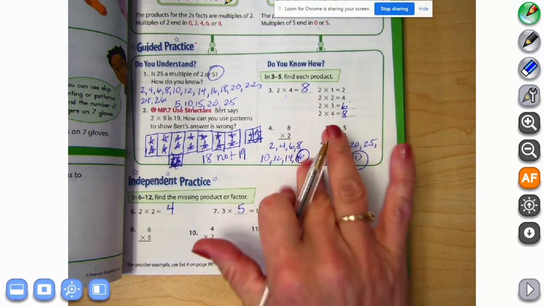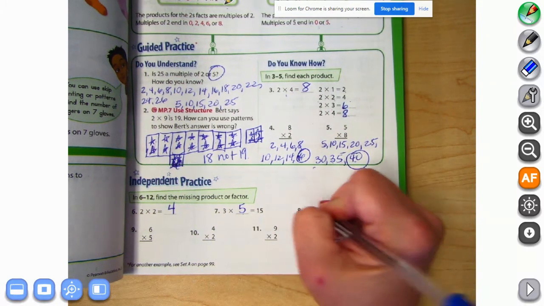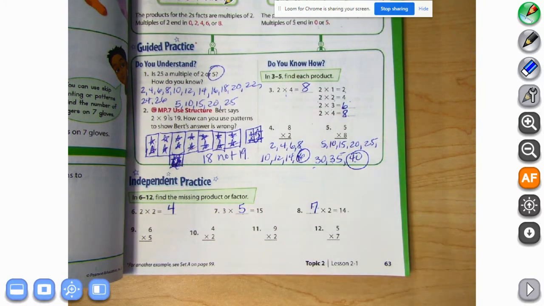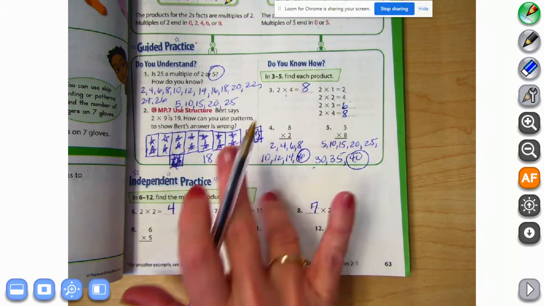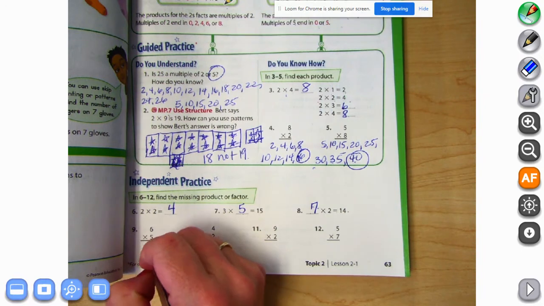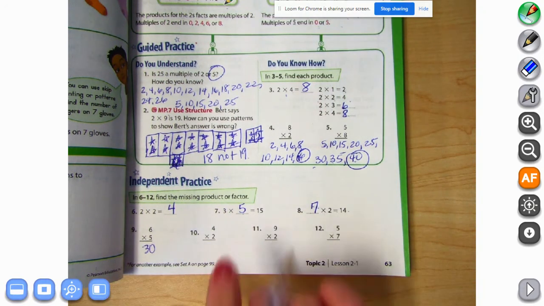2, 4, 6, 8, 10, 12, 14. That's 7. Okay, and then 6 groups of 5. 5, 10, 15, 20, 25, 30. Counted by 6.